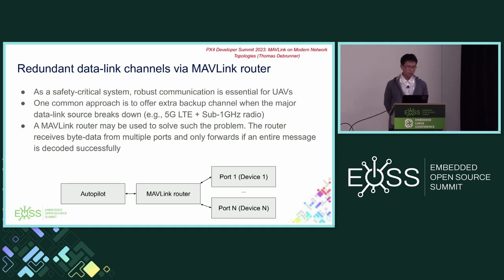Second, I would like to talk about the redundant data link channels, and how we resolve this is using the concept called the MAVLink router, and there is a great talk, you can search for it. As a safety critical system, robust communication is very important for UAVs. One common approach is to offer extra backup channels for the UAV, for example, to combine 5G LTE with sub 1 GHz radio. And a MAVLink router may solve such problems. It receives byte data from multiple ports and only forwards the entire message once it's decoded successfully.